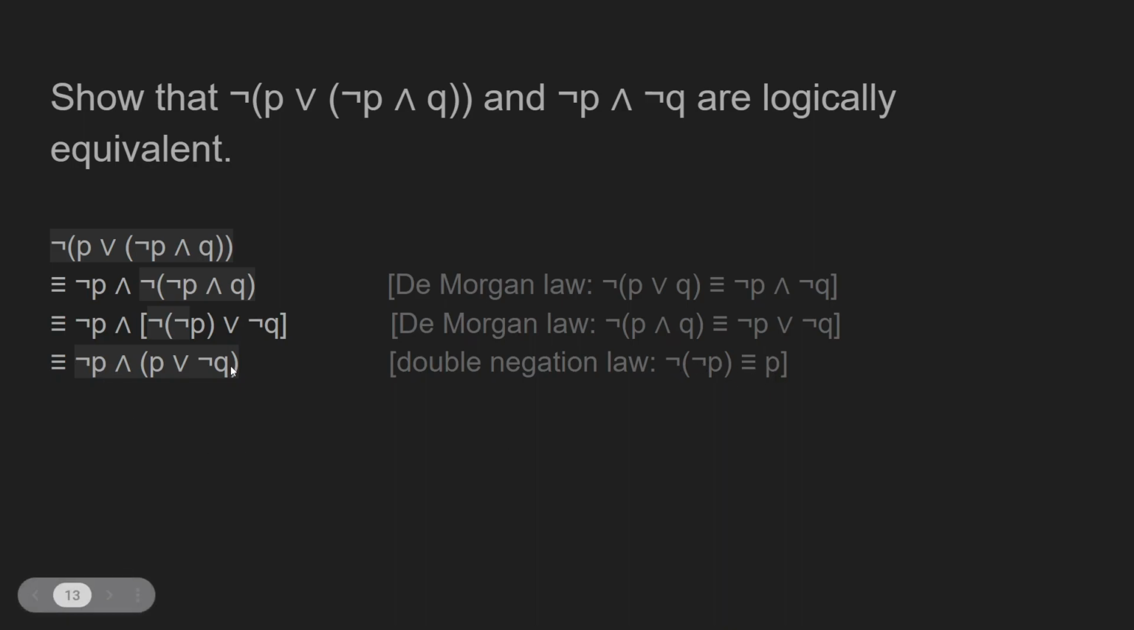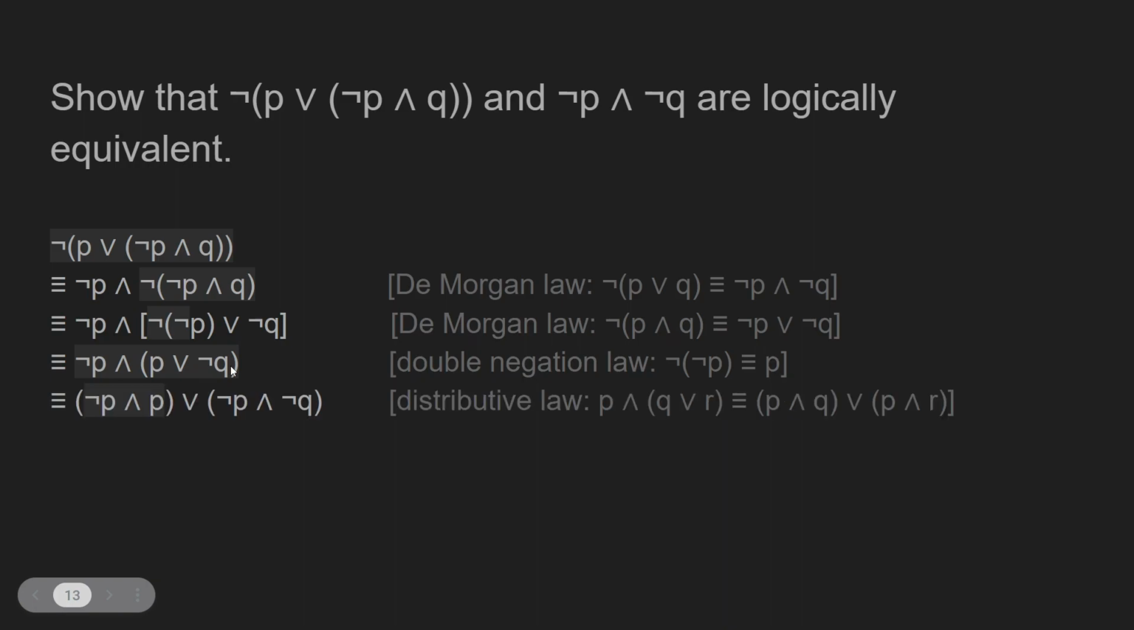Now we will work with the whole statement. The whole statement becomes like this, which is derived from the distributive law: P and (Q or R) is equivalent to (P and Q) or (P and R), which is (not P and P) or (not P and not Q).